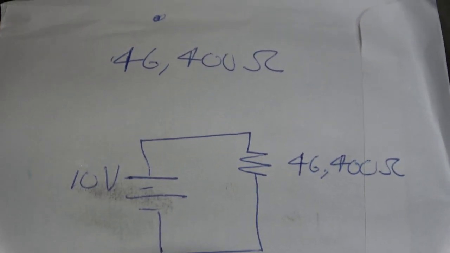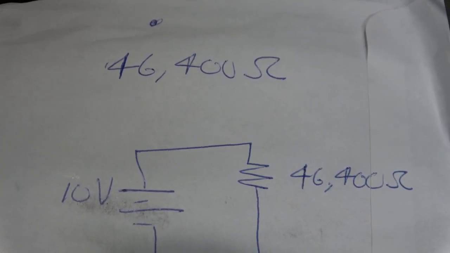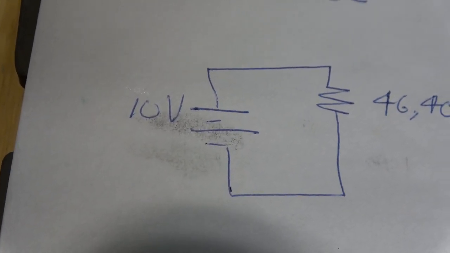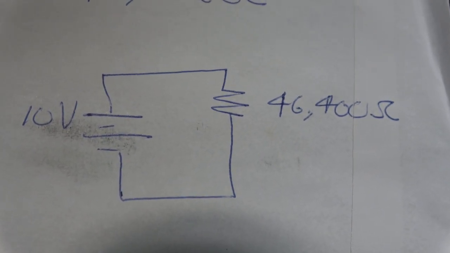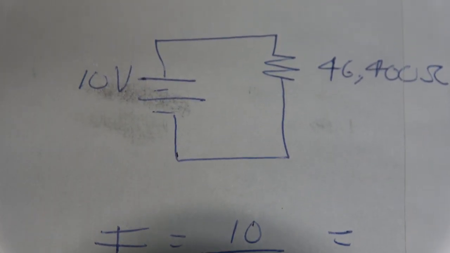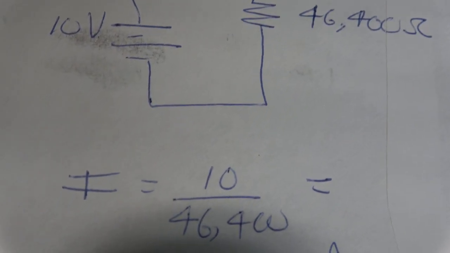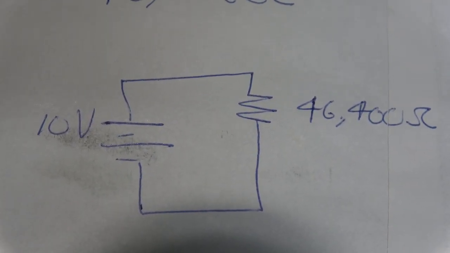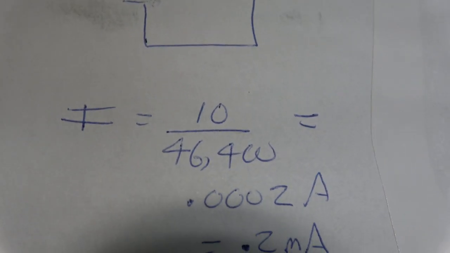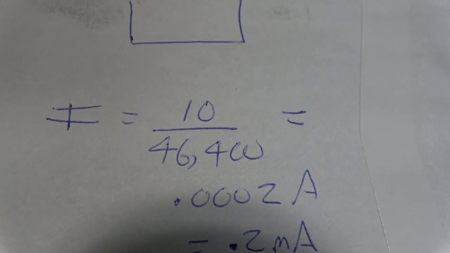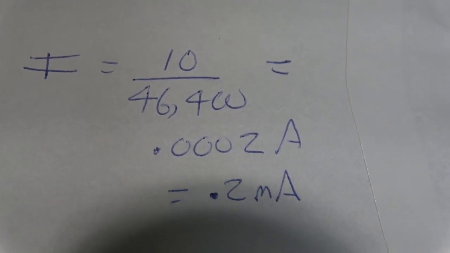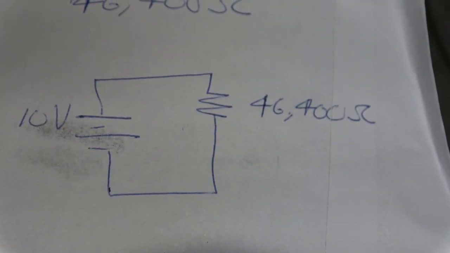All right. So given that we measured 46,400 ohms, or 46.4 kilo ohms, I am going to apply 10 volts across it. Let's run Ohm's law. So I should expect the current running through that to be, because that resistor will drop 10 volts, 10 volts divided by the resistance, which will allow 0.0002 amps to flow, which is 0.2 milliamps. That's what I expect to flow through that.